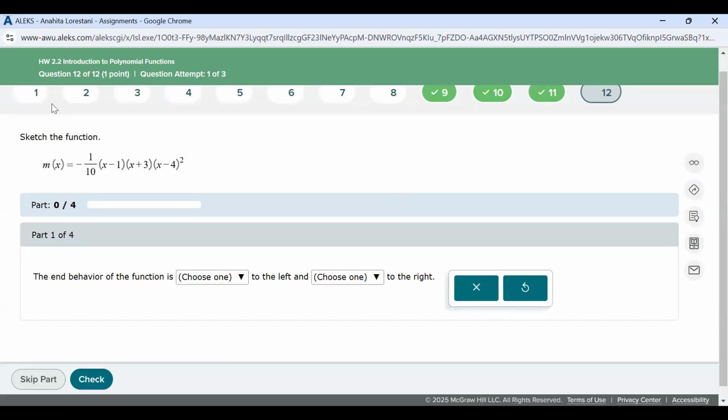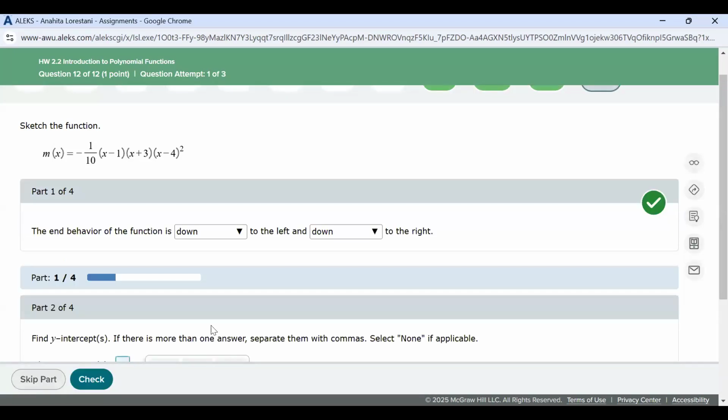The last one, we want to graph this. So first we have to know the behavior of the graph. We have a negative coefficient. Let's find the degree as well. The degree of x minus 1 parentheses is 1. The degree of x plus 3 is 1. The degree for x minus 4 is 2, so 2 plus 1 plus 1 is 4. We have a negative x to the power 4. So the graph starts from the bottom, ends on the bottom. So the behavior of the function is down to the left and down to the right, bottom and bottom.